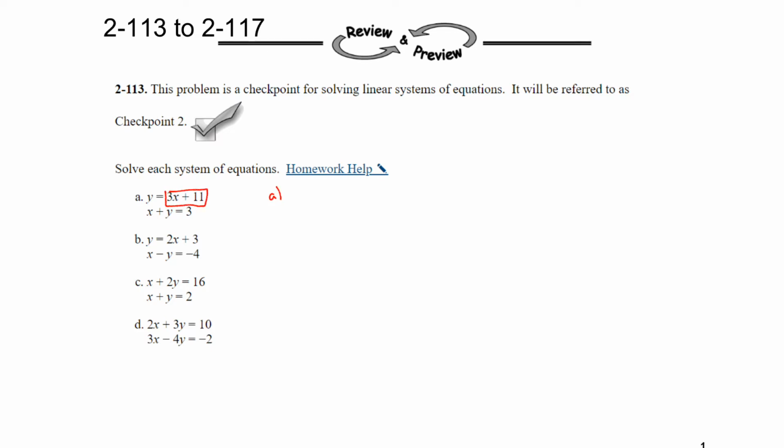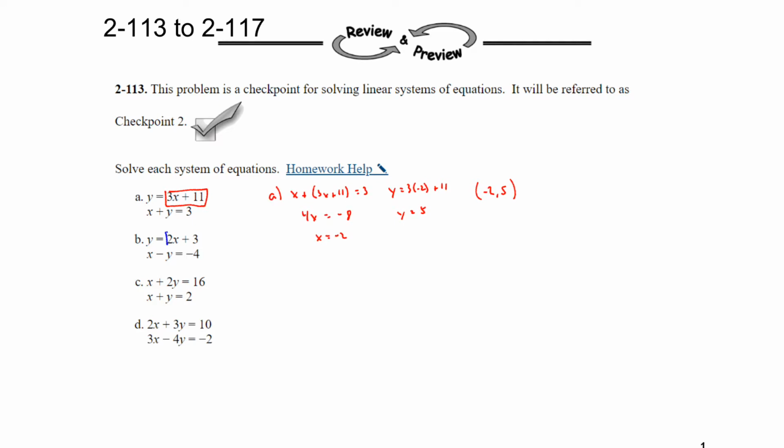So the first one looks like we can use substitution. We're going to substitute 3x plus 11 in for the y variable into the second equation. And then that will allow us to solve for x. So we'll combine our like terms, subtract 11 to the other side, divide by 4, and get x equals -2. We can then plug x equals -2 into either one of the equations, but we'll plug it into the first one to get y equals 5. So that's the ordered pair, -2, 5.